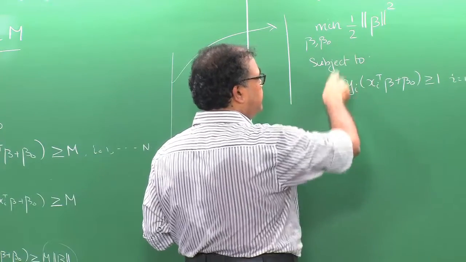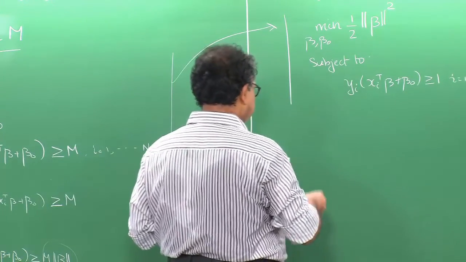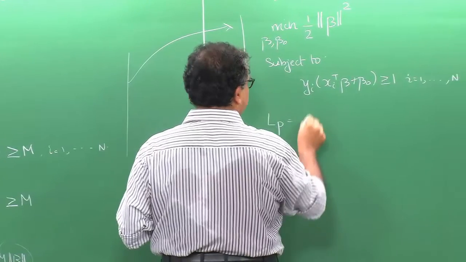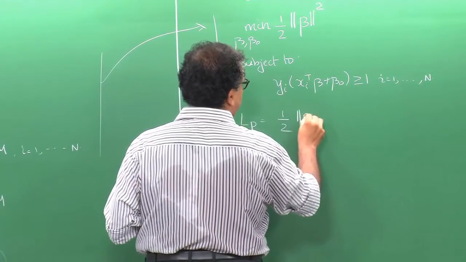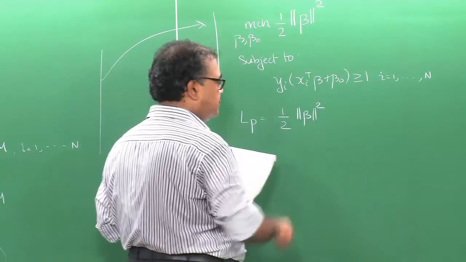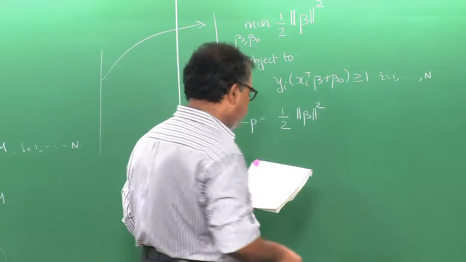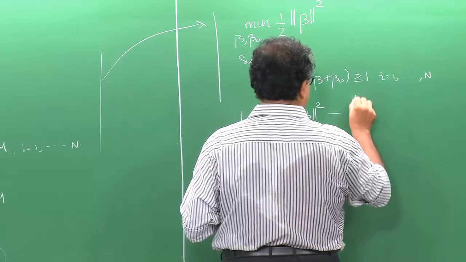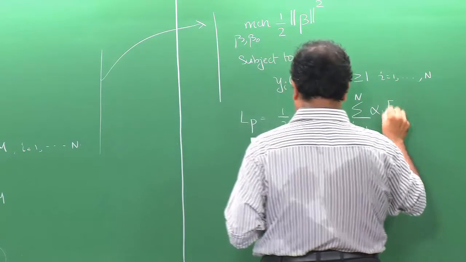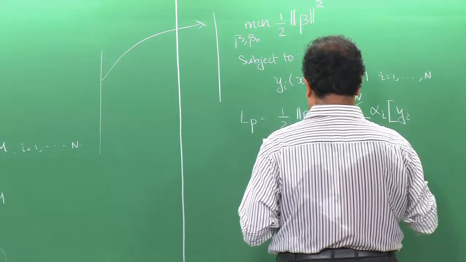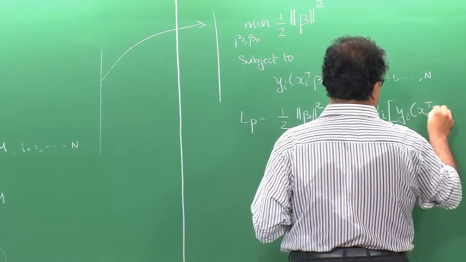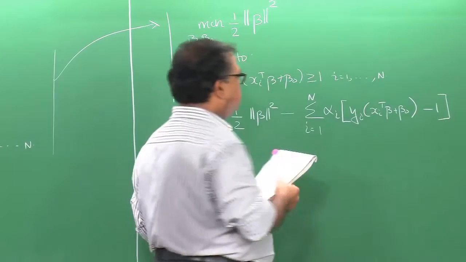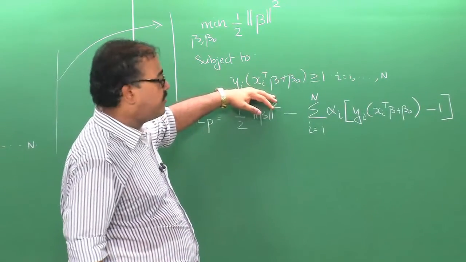One of the techniques for solving these kinds of constrained optimization problems is to set up a Lagrangian, which essentially looks at the original objective function, which is half beta squared, and a second component corresponding to the constraints that we have.